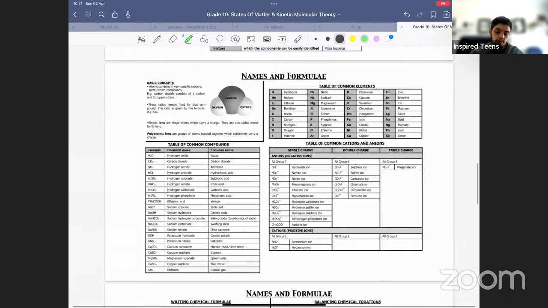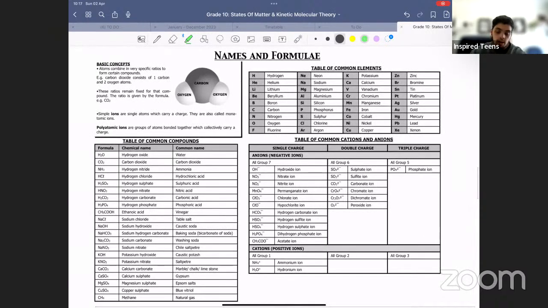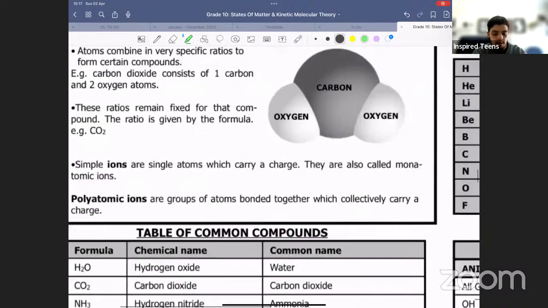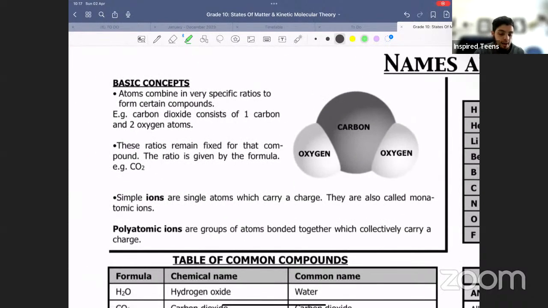Okay, let's move on to one of the most important pages of your life. Names and formulas. Basic concepts. Atoms combine in very specific ratios to form certain compounds. Example, carbon dioxide consists of one carbon and two oxygen atoms. These ratios remain fixed for that compound. The ratio is given by the formula CO2. Okay, and that makes sense. CO2, one carbon and two oxygen.